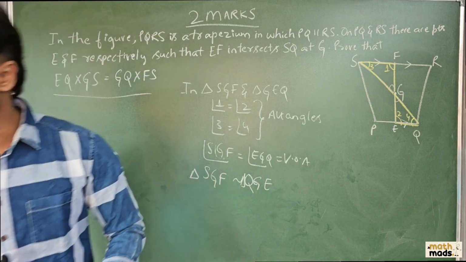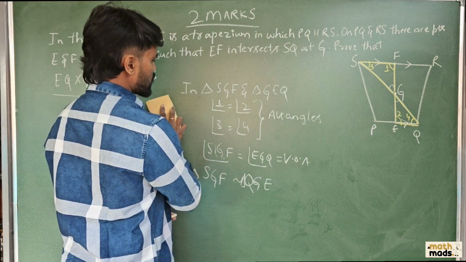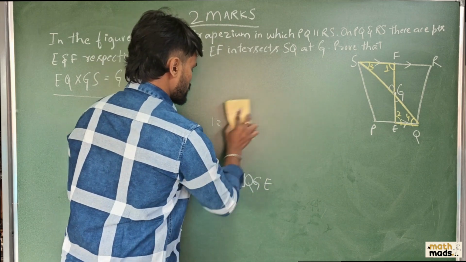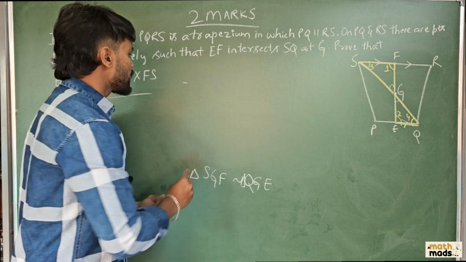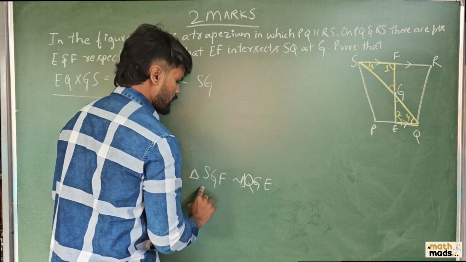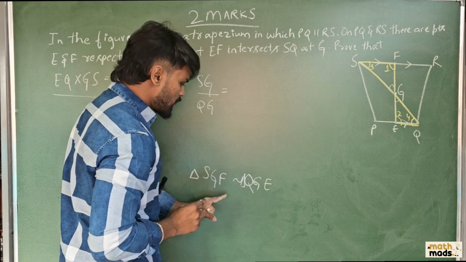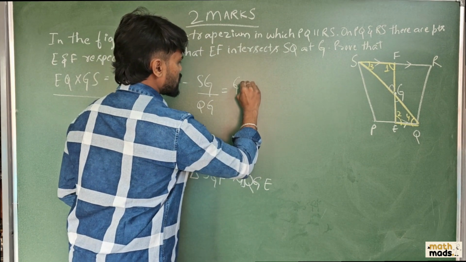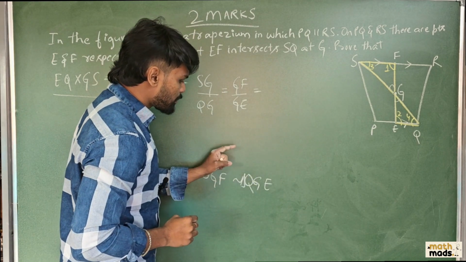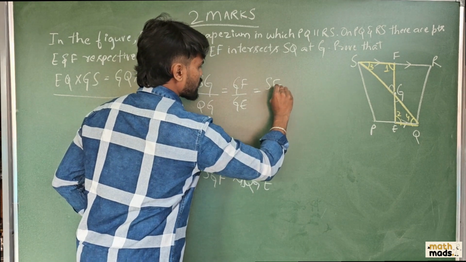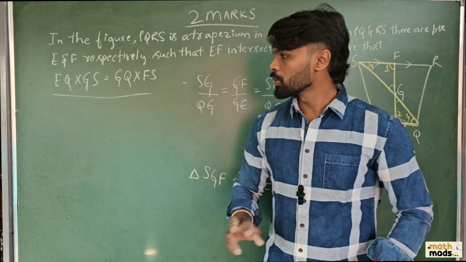Now is the time where you have to write the ratios. How will you write the corresponding ratios? Let me just erase this because this is done. So we have triangle SGF is similar to triangle QGE. So how will you write the ratios? SG by QG is equal to GF by GE. GF by GE is equal to SF by QE.